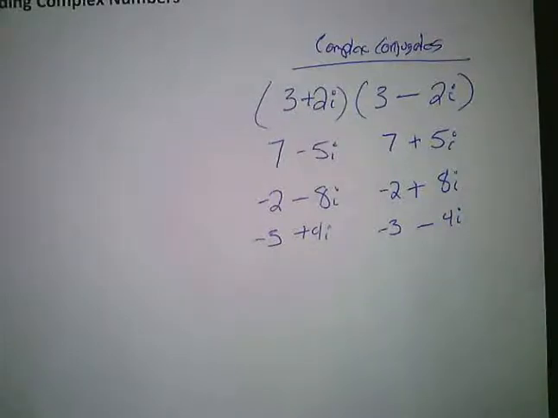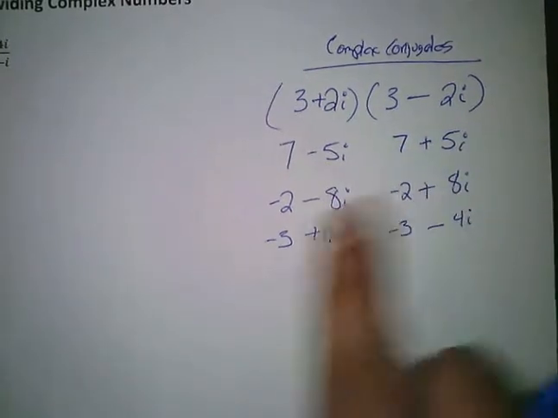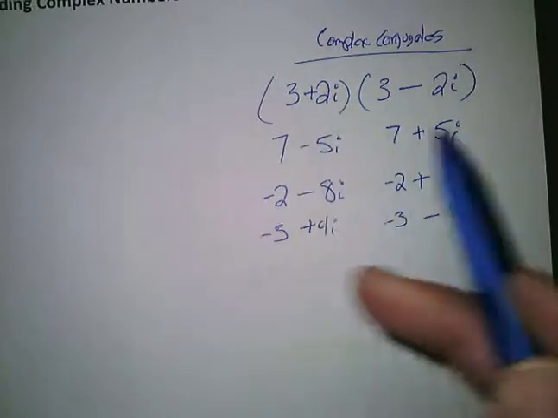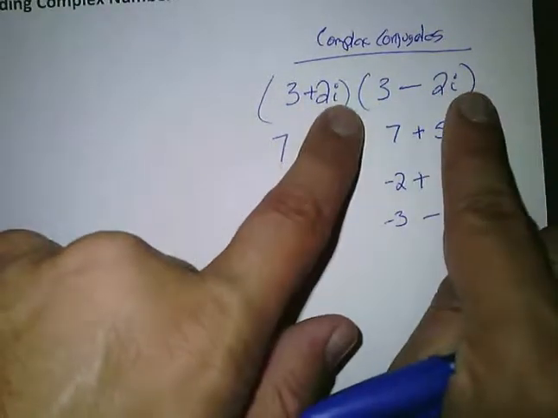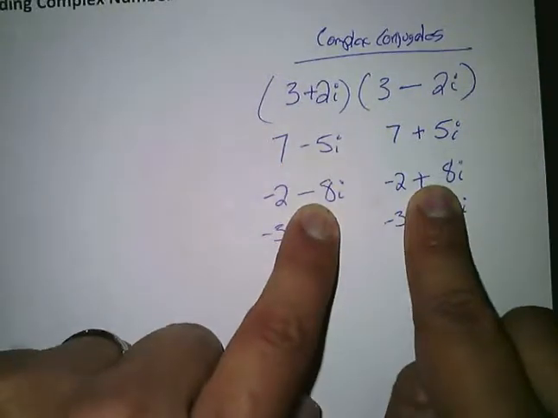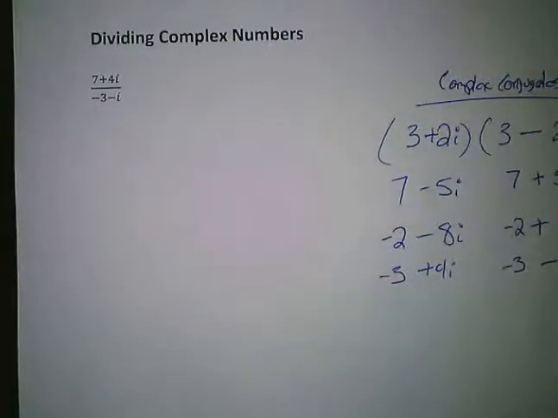Now here's the point of complex conjugates. When you multiply complex conjugates together, what should happen in the simplification process is all the imaginary parts are going to go away. So you should only be left with a real number once you multiply complex conjugates. So again, the first part is the same, the back part is the same, it's the middle. Make sure one's addition, one's subtraction. So looking at our problem, I have 7 plus 4i divided by negative 3 minus i.